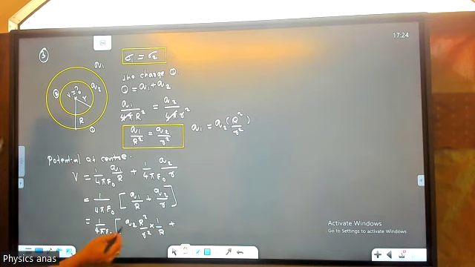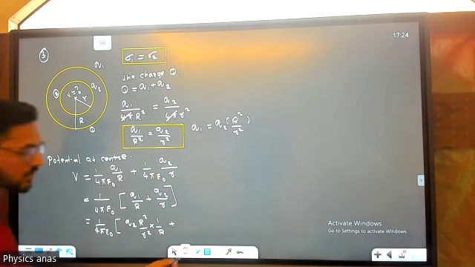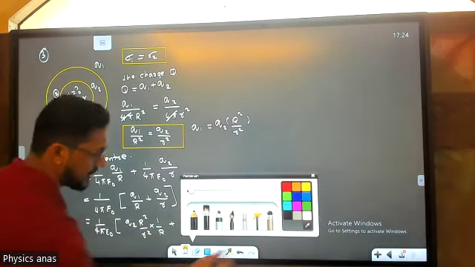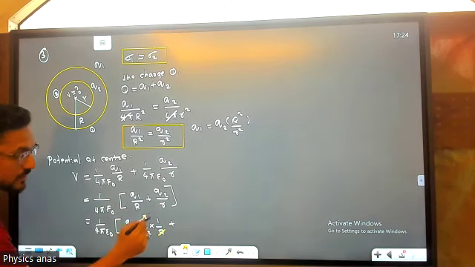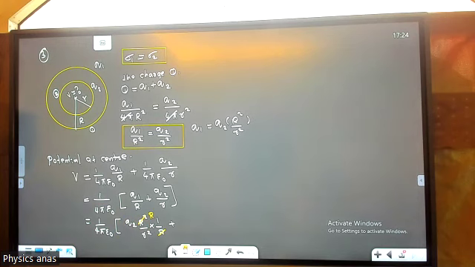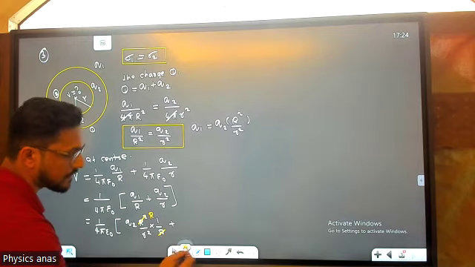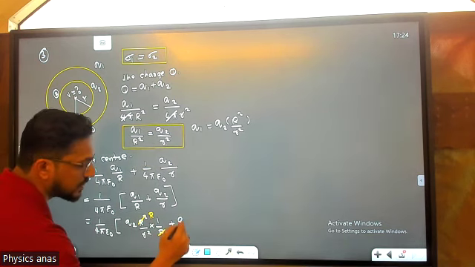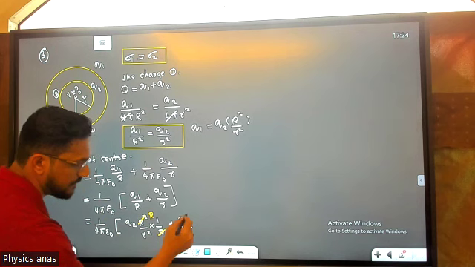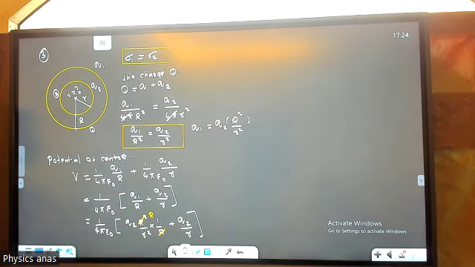What will that be? Q2 into R square divided by R square, 1 by R. And now you can cut this R from this equation. You will be left with only 1 R on top. What will be the value here? You don't have to substitute. That is Q2 itself. So that's Q2 divided by small r.